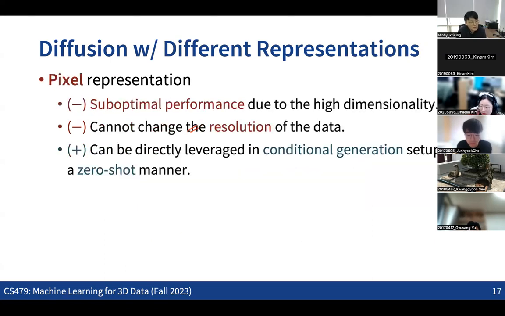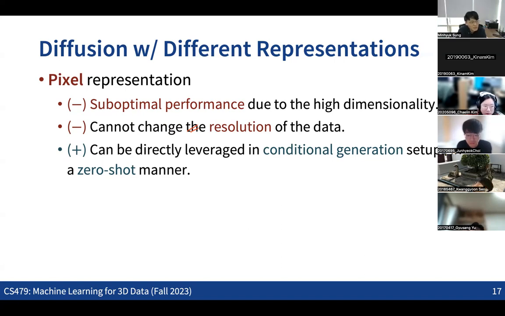The cons of the pixel representation are that we cannot get the best quality of generation outputs, because we are playing with very high dimensional input data. Also, the downside is that we cannot change the resolution of the data. If we have a latent representation, we can make it an implicit representation, as we discussed in the previous lectures, so that we can also change the resolution of the data as we want. So that's the downside.